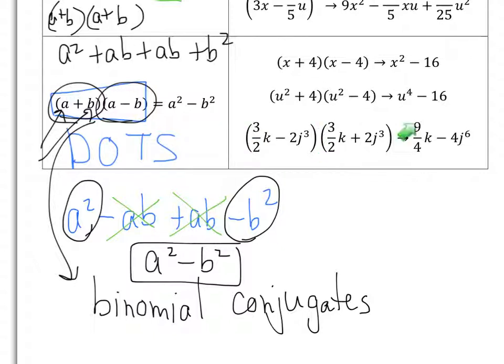3 times 3 is 9. 2 times 2 is 4. K times k is k squared. Oops, and I made a clear typo.